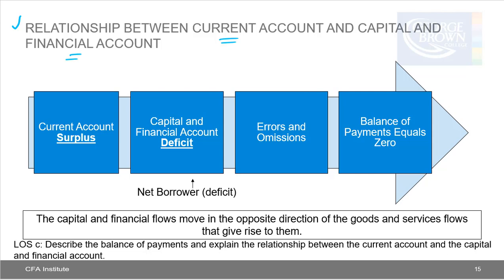The sum of the current account balance and the capital and financial account balance is, in theory, equal to zero. The capital flows move in the opposite direction of the goods and services flows that give rise to them. Thus, if a country has a current account surplus, it will have a capital account and financial account deficit. The country is a net saver and ends up being a net lender to the rest of the world, and vice versa.